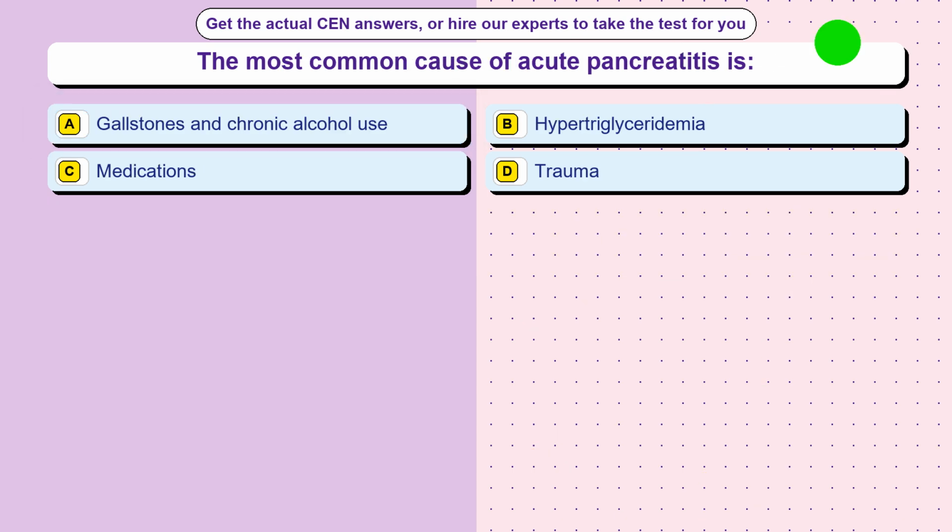Question 59. The most common cause of acute pancreatitis is: Option A, gallstones and chronic alcohol use. Option B, hypertriglyceridemia. Option C, medications. Option D, trauma.